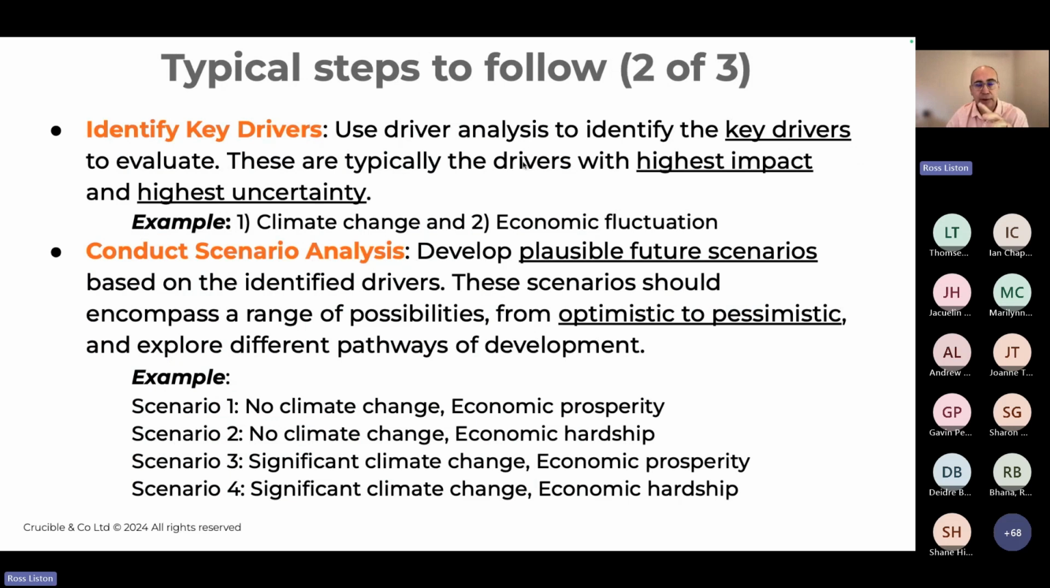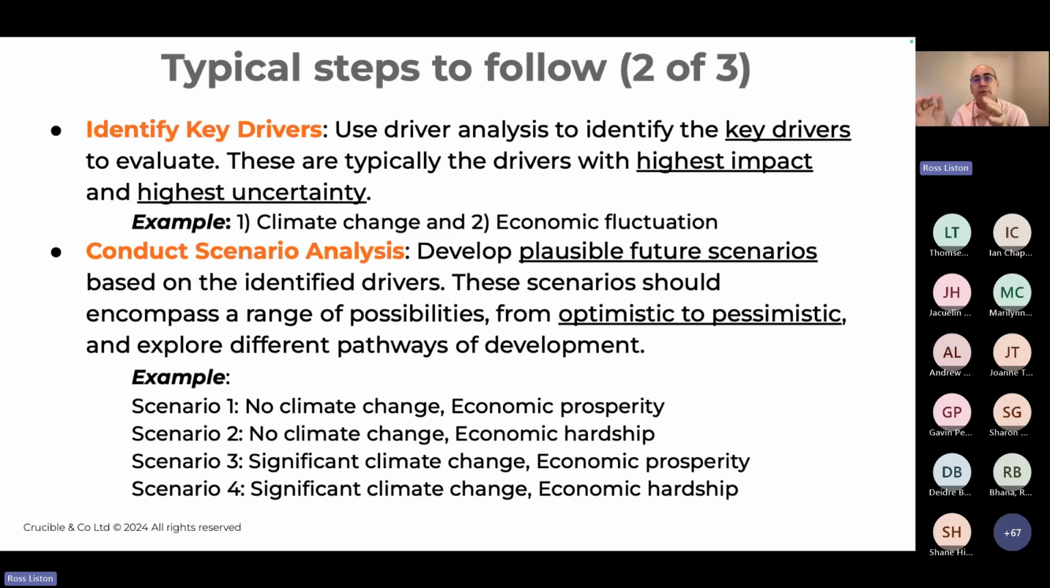Then once you've got some of that information and you've started to whittle it down, you now want to try and pick out what are those key drivers. So these are the things that are going to have the highest impact on the organization or your area of focus, and they come with the greatest degree of uncertainty. The reason why we want to focus on that is because if they're all things we already know, we may already be tackling them. And so the example I've dealt with here, I've picked two key drivers just to explain. Climate change is one of the examples, and economic fluctuation is the other one.